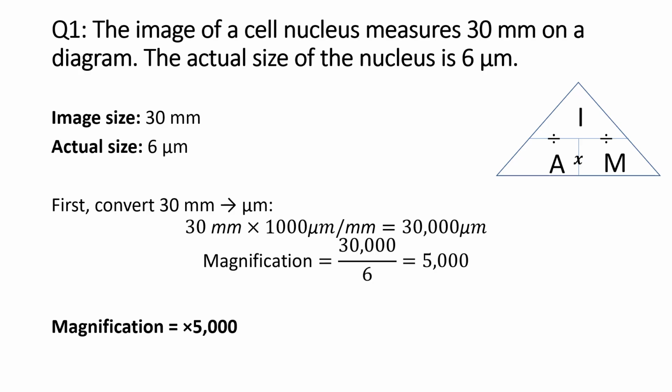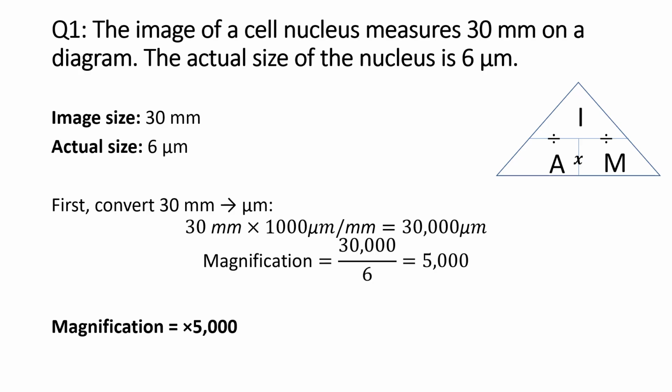And one step, we are multiplying by 1,000. So the 30 becomes 30,000. Then what we need to do is use our I AM equation. The 30,000 is the image size, so that's the I on the diagram, and it gets divided by the actual size of the nucleus on the slide, which is the 6 µm, which gives us an answer of 5,000. So our magnification is 5,000.